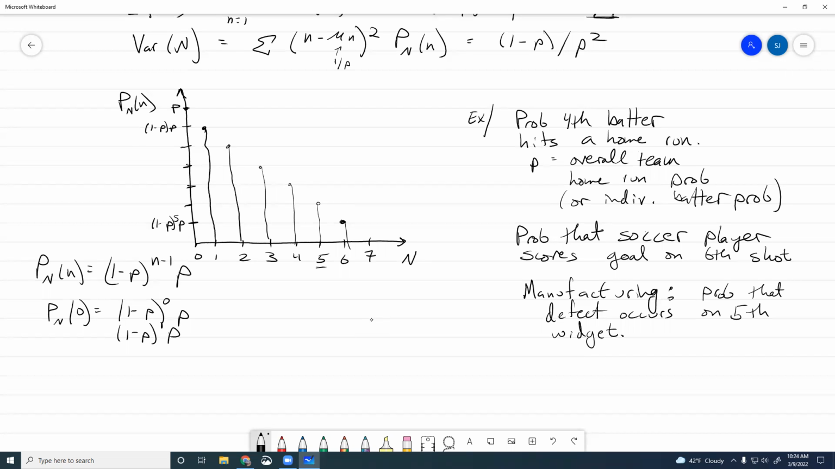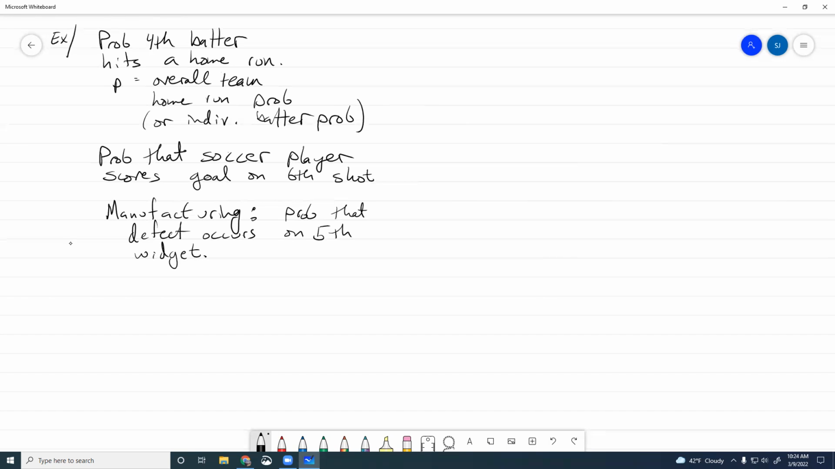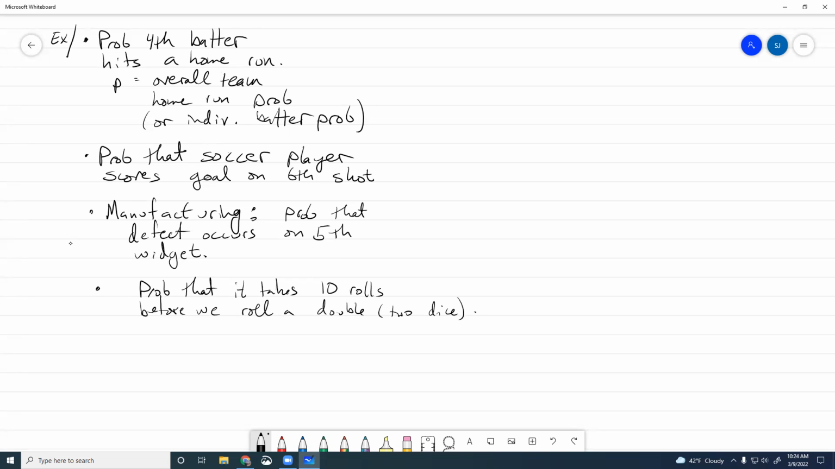And we'll just do a very simple example. So here's some examples. We'll say the probability that it takes 10 rolls before we roll a double. So 2 dice.